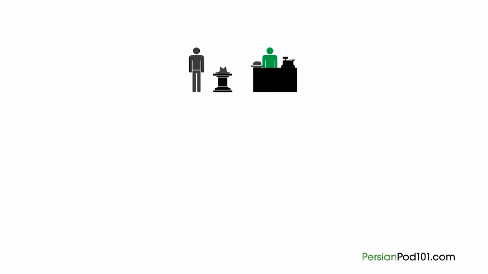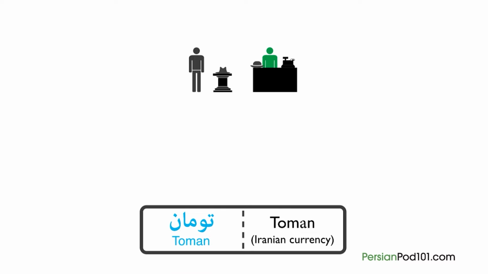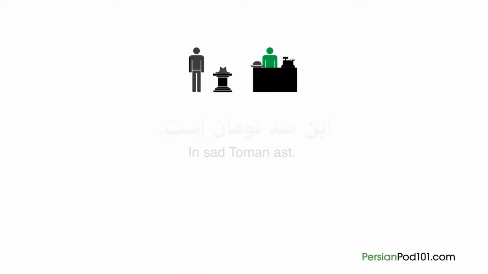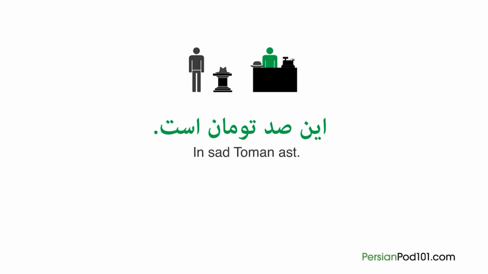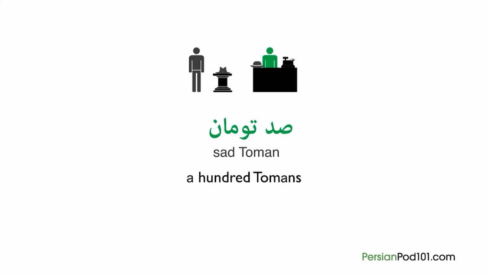At this point, the shop clerk can answer by saying the price. The currency in Iran is تومان. For example, این صد تومان است. This is 100 tomans. Or he will just simply answer صد تومان.